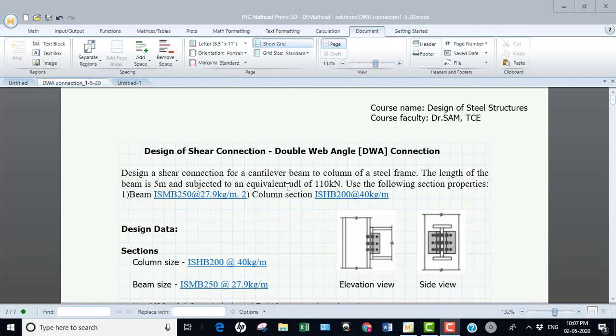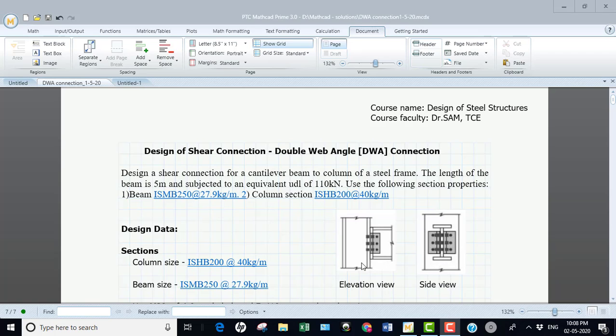In this example, the dimensions of beams and columns are defined. The size of the column is ISHP 200. This is the column, and this is a beam, ISMB 250, which is to be connected by a double web angle. That is, a cleat angle is to be placed on either side of the web. That is why it is said to be a double web angle connection. It predominantly transfers shear, therefore it is said to be a shear connection.